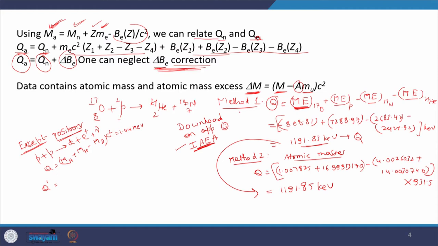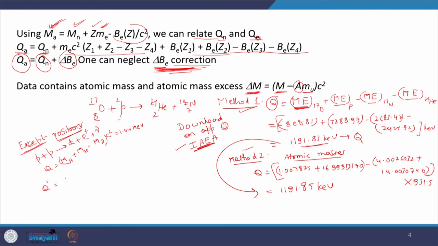now I am not discussing method 1 and method 2 like this. Here I am trying to explain the importance of this binding energy correction term while calculating the Q value of the nuclear reaction. One can always neglect the binding energy correction if positrons are not involved. To make it more clear, I am doing this calculation for you.